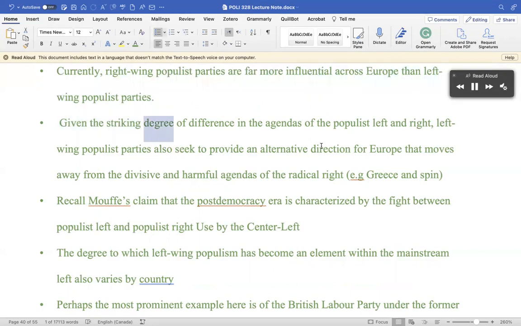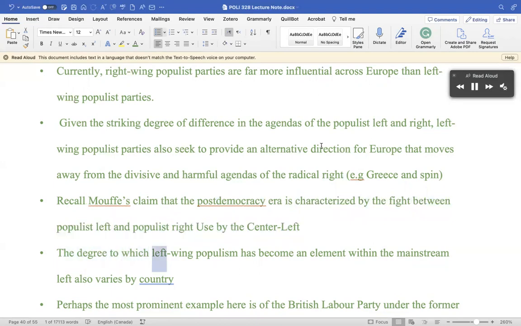Given the striking degree of difference in the agendas of the populist left and right, left-wing populist parties also seek to provide an alternative direction for Europe that moves away from the divisive and harmful agendas of the radical right, e.g. Greece and Spain. Recall Mudde's claim that the post-democracy era is characterized by the fight between populist left and populist right used by the center-left.